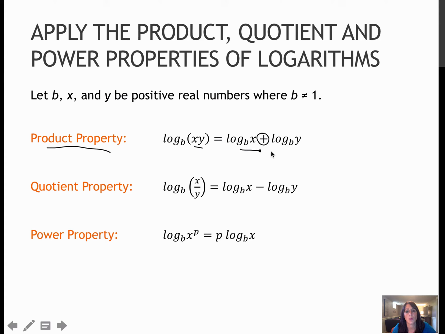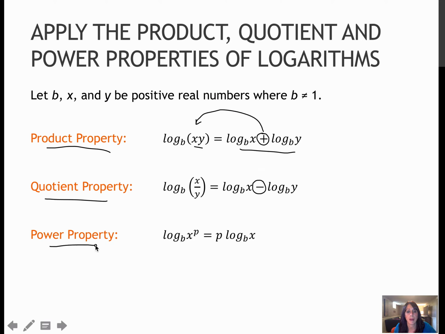And of course, we can go backwards as well. If we have two logarithms with the same base and those are being added, then we can write them as a product. Quotient property, very similar. Of course, this has to do with a quotient rather than a product, so we're dividing, and division means to subtract. So just like we did with exponent properties, multiplication went with addition and division went with subtraction.